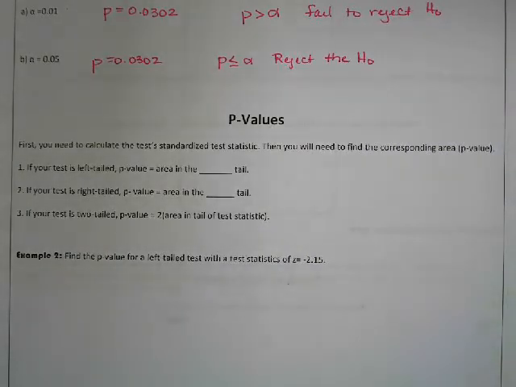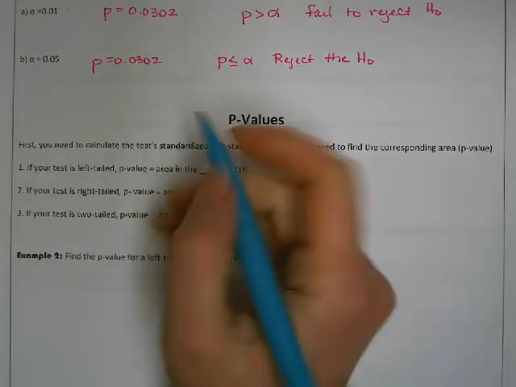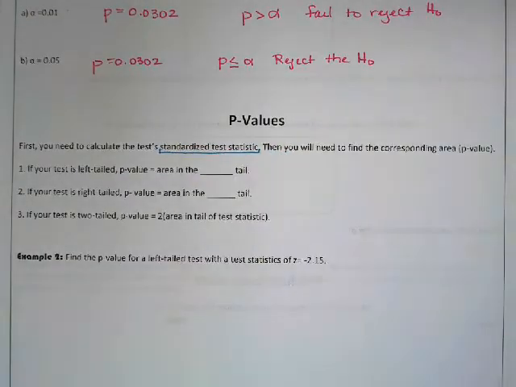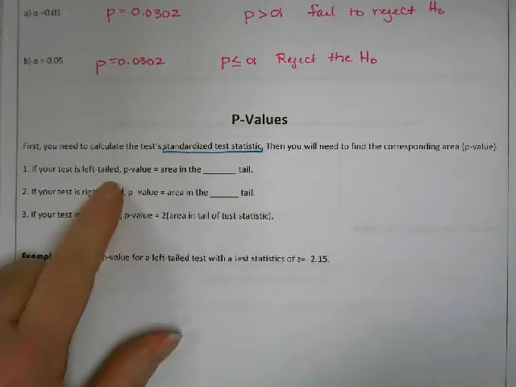All right, so first you need to calculate p-values. First, you need to calculate the test's standardized test statistic. Now, I want you to remember the word standardized. When we first learned standardizing, that's when we introduced our z-table for the first time. So just be prepared. That's where this stuff is all leading from and to.